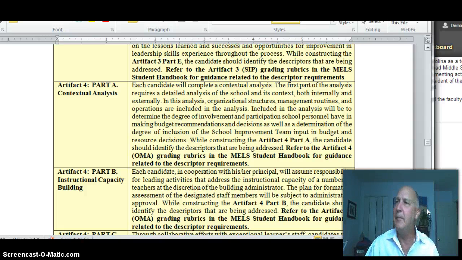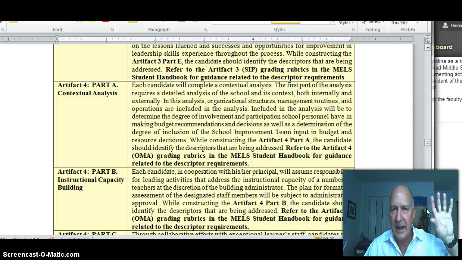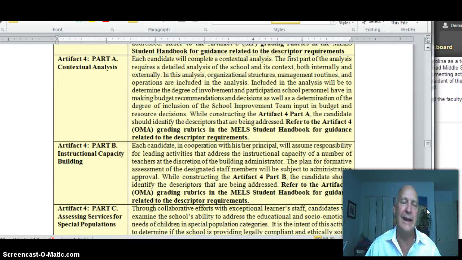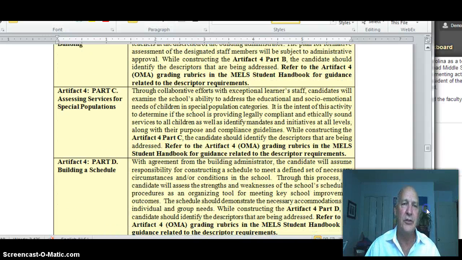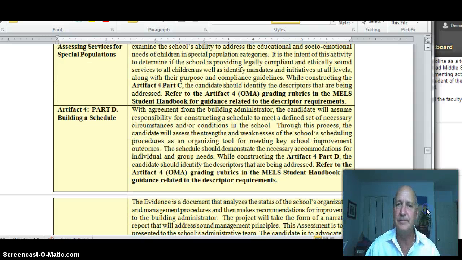The OMA, the Organizational Management Analysis, parts A, B, C, and D are a word picture of your school. I'll say more about the contextual analysis later. Instructional capacity building is about some form of professional development that you hopefully can lead at your school. Part C is assessing the special populations, including AG folks, and building a master schedule. I hope you had an opportunity to have at least a part of that or your hand in that this past summer.